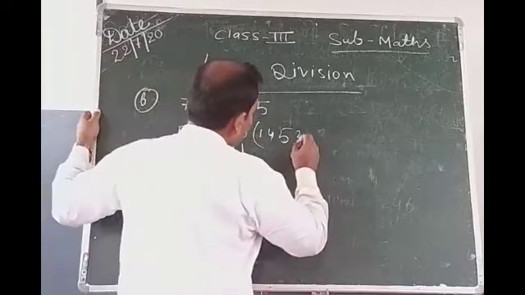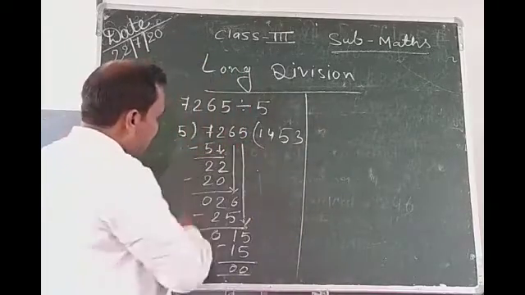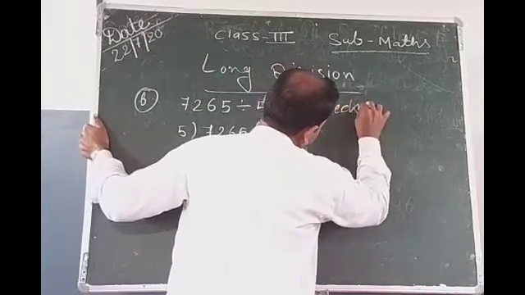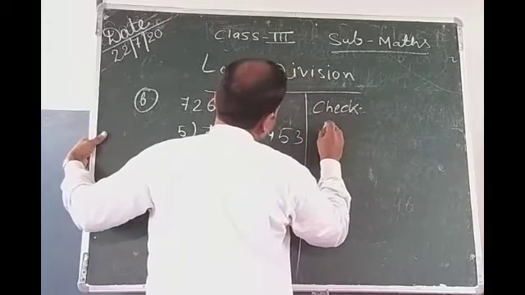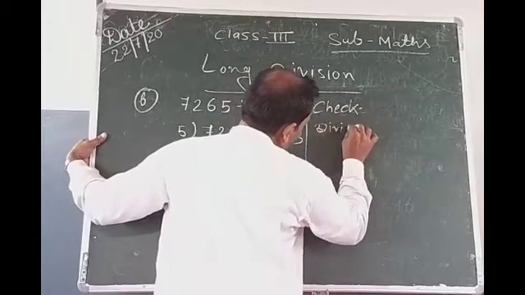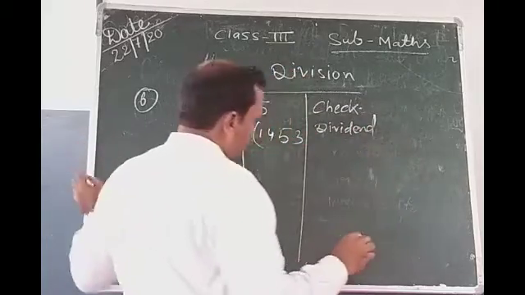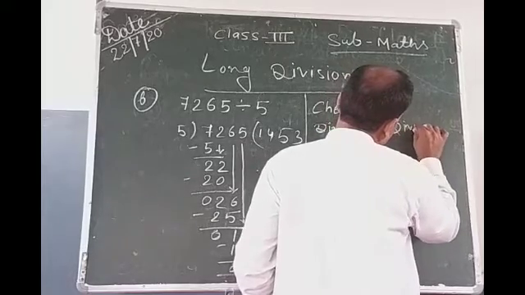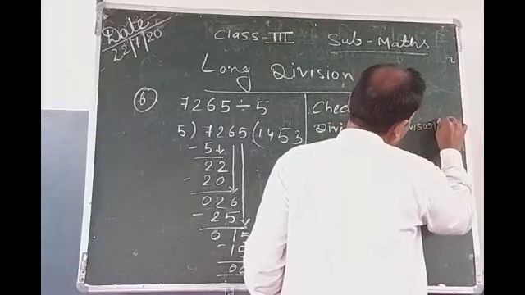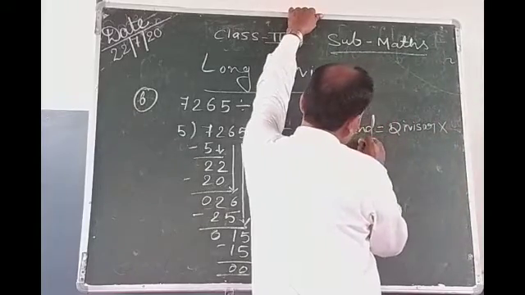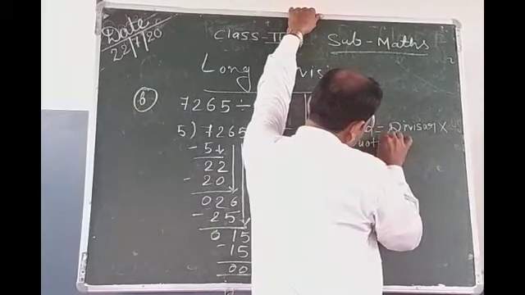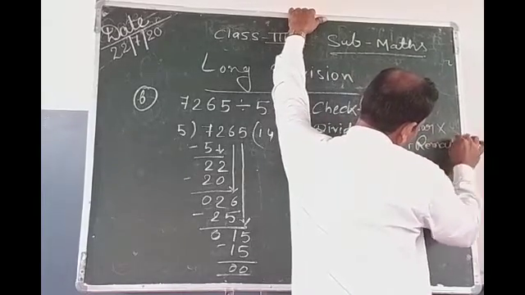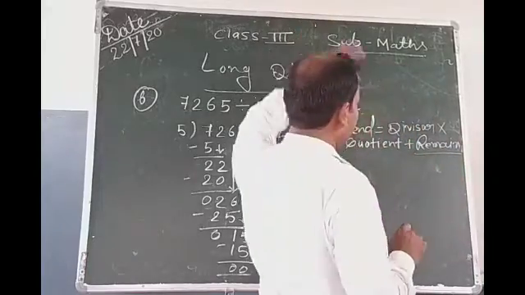Then you do the check. If you want to check whether your answer is correct or not, then you apply this process. Check: dividend equals divisor into quotient plus remainder. Okay, first I am applying this process.